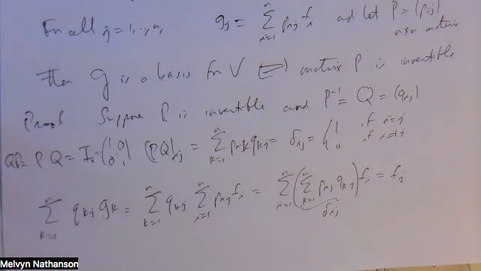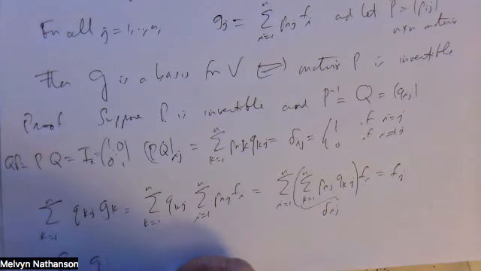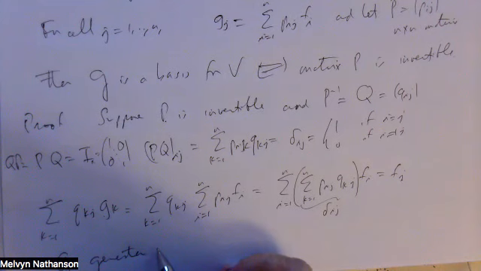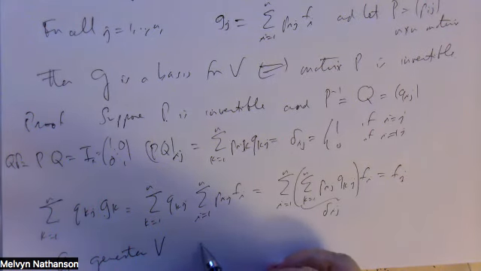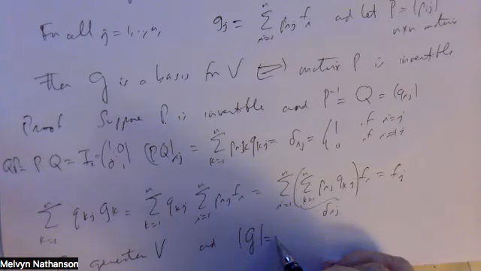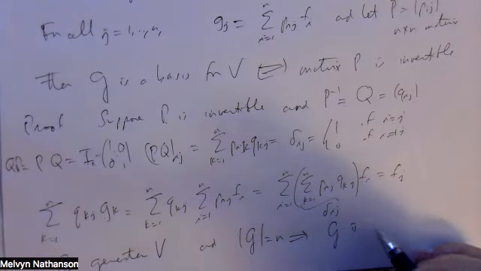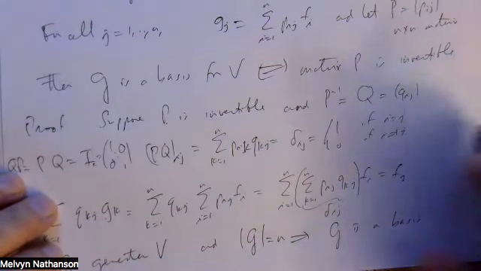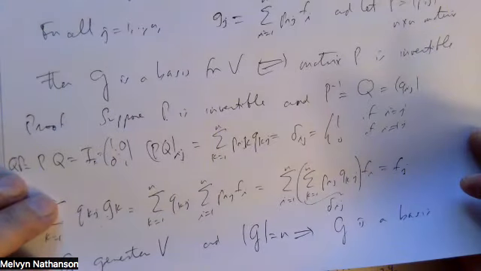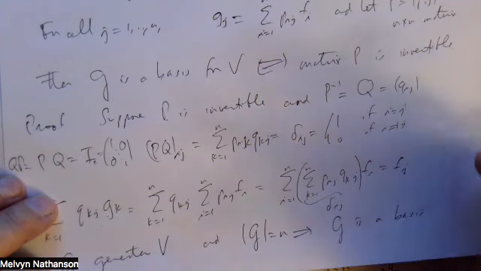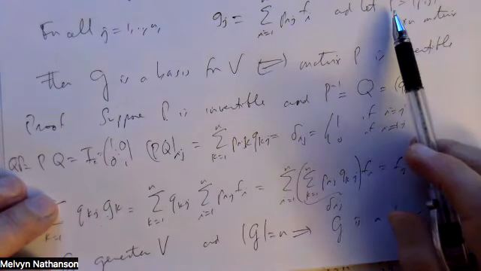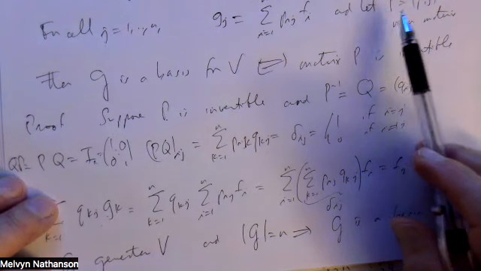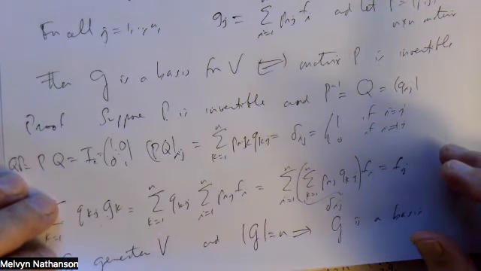So g generates the vector space, and the cardinality of g equal to n implies g is a basis, because a vector space that's n-dimensional cannot be generated by fewer than n vectors. So if this matrix P is invertible, then g is a basis.